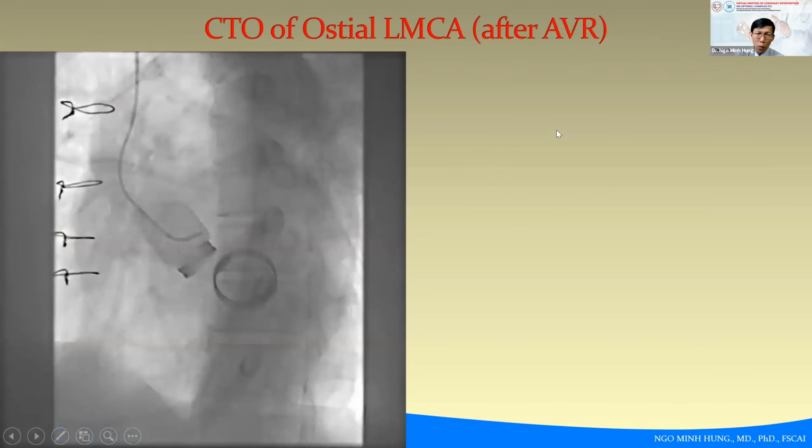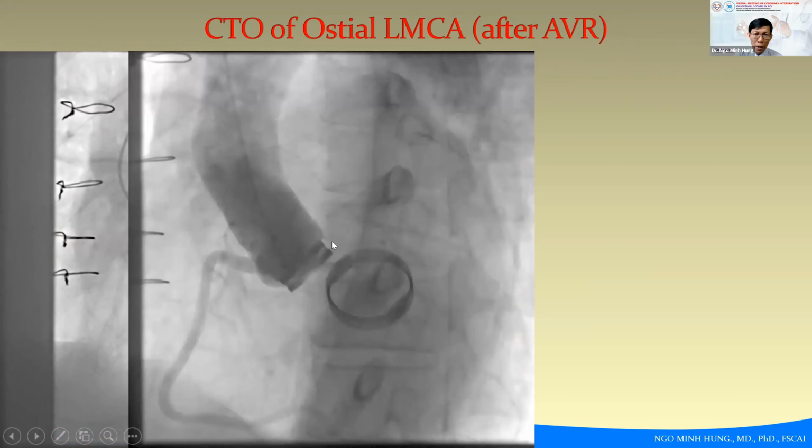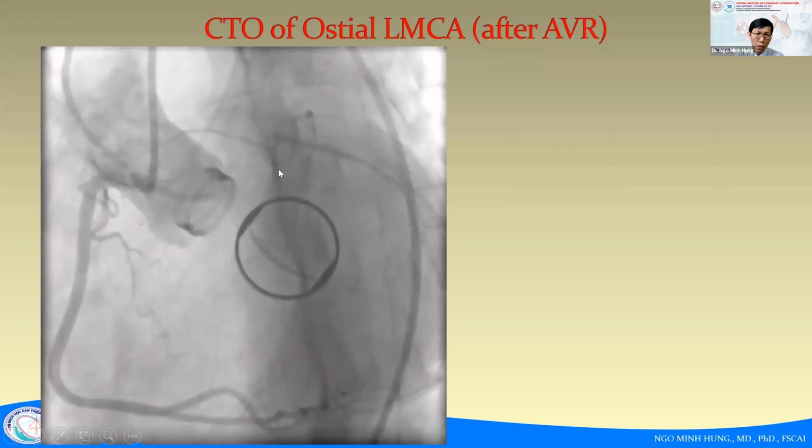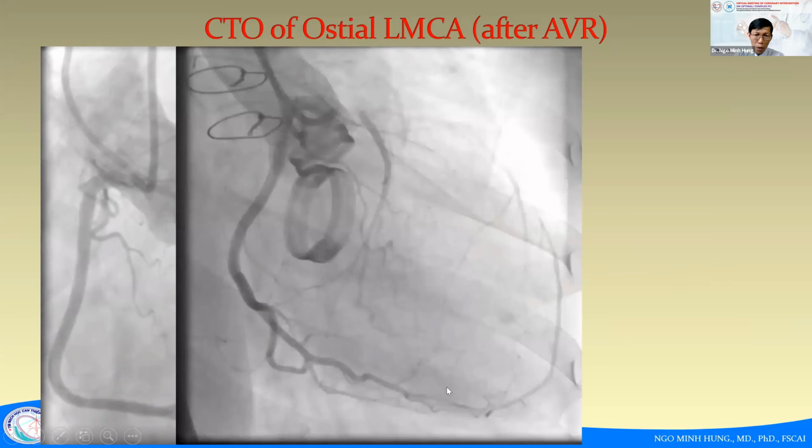And another CTO that we don't want to do: the patient had already undergone aortic valve replacement about 8 years before. But now the patient came back to the cath lab with chest pain and dyspnea. So this is the angiogram; aortic angiography shows no left main here, just the RCA with good collateral to the LAD and circumflex. So how to do this one? Of course, we have to go from the right to the left because we don't see any clue of the left main.